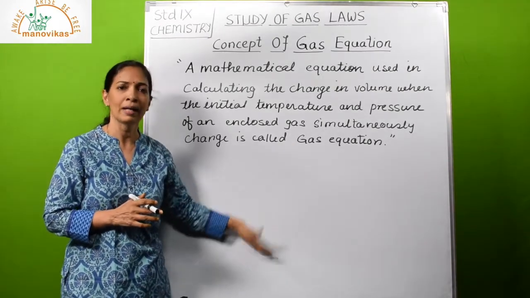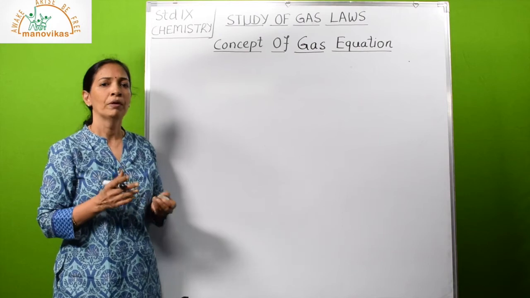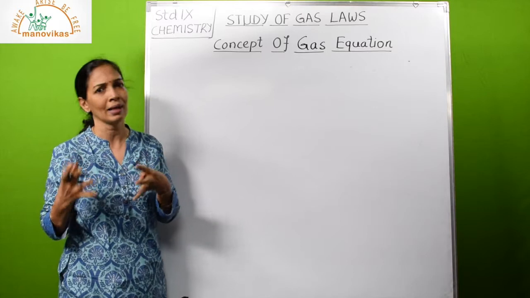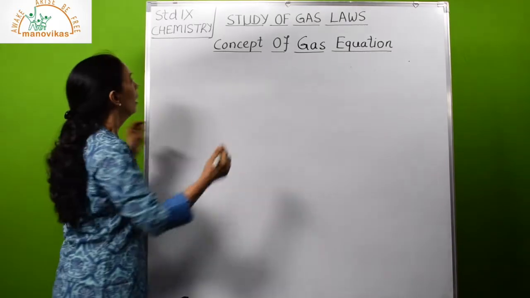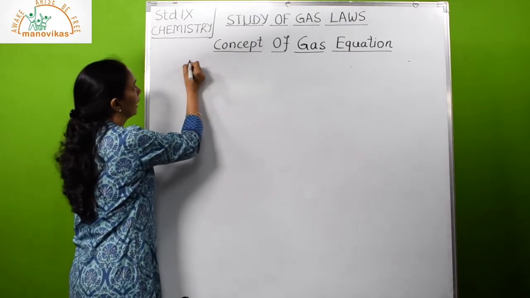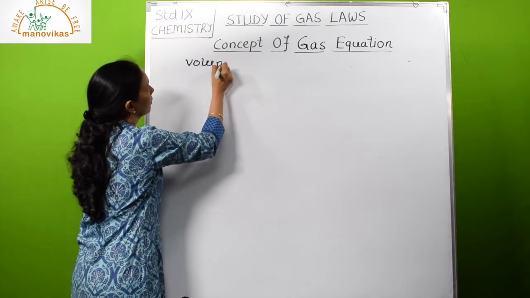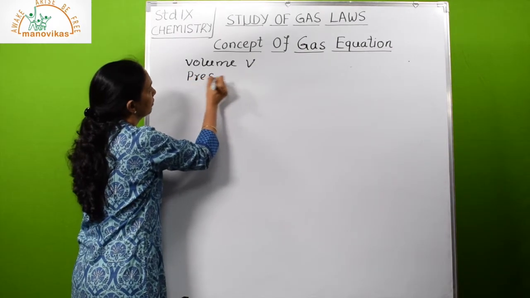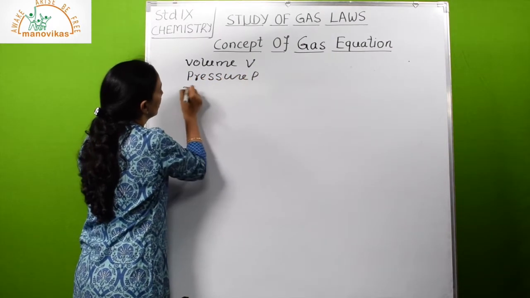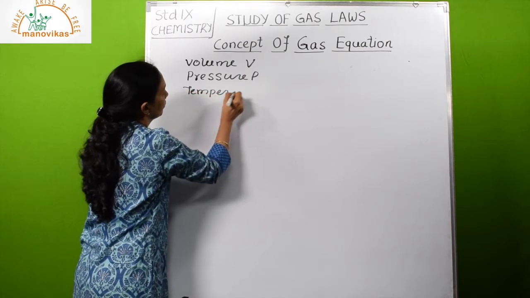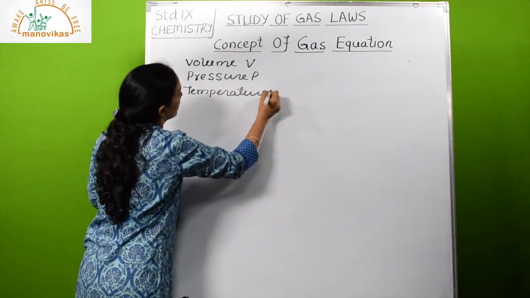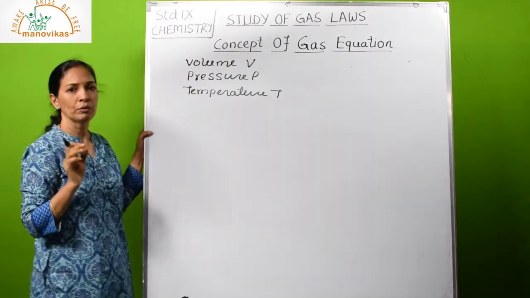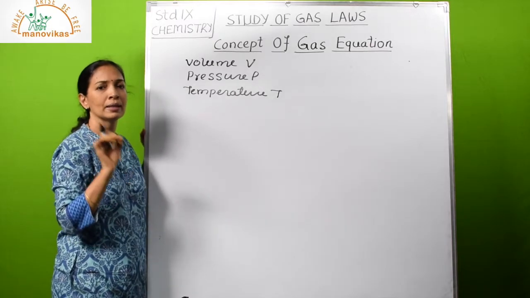So let us derive the gas equation. A perfect gas equation can be obtained by combining the Boyle's law equation and the Charles' law equation. Let us assume that for an enclosed mass of a dry gas, the volume of the gas is V, pressure is P, temperature is T. So for these three variables, there are two equations, the Boyle's law equation and the Charles' law equation.